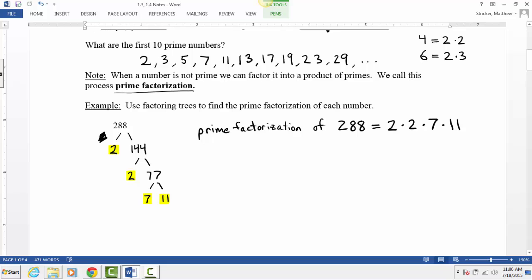Of course, another way to write this would be, since there's two factors of 2, we could write this as 2 squared. We'll talk about exponents a little later. So either one of these are okay. This is probably the preferred answer.